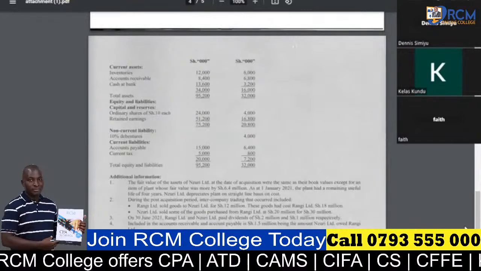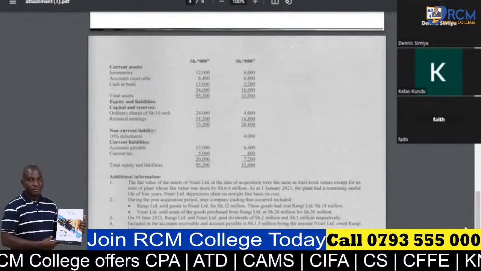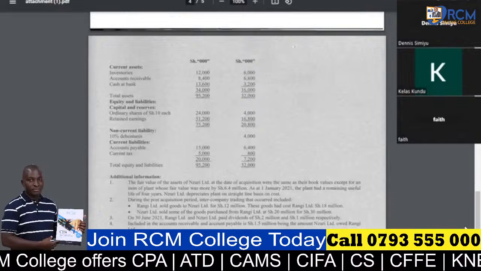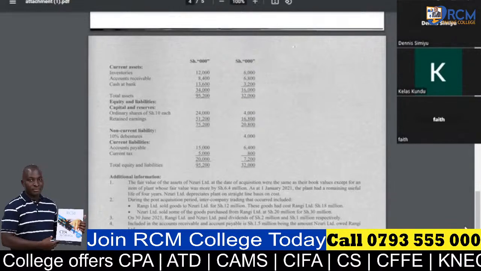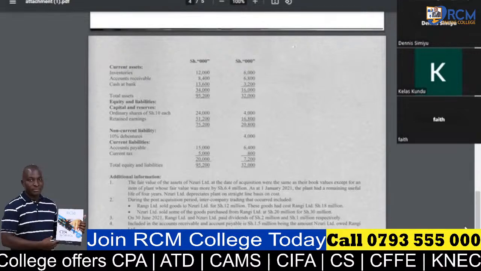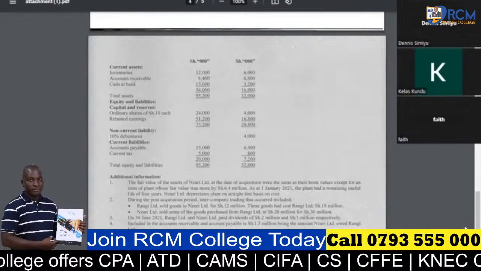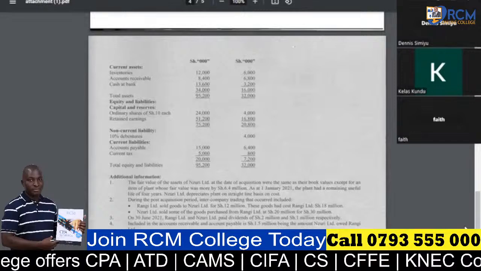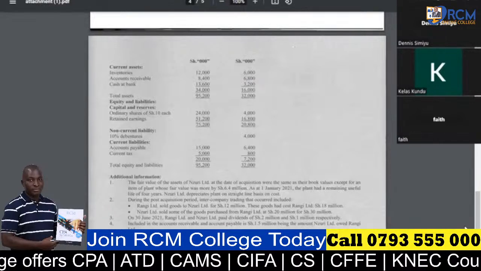Then we have some additional information there. I'll just read them, although I'll show you a way that you'll be doing it when it comes to the exam. We don't waste much time. 1. The fair value of assets of Nzuri Limited at the date of acquisition were the same as the book values, except for an item of plant whose fair value was more by 6.4 million.